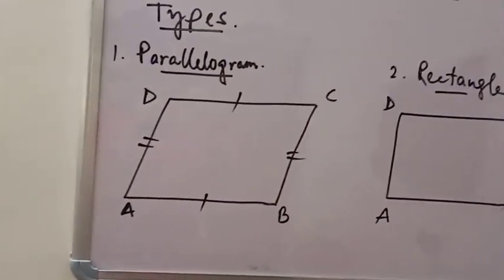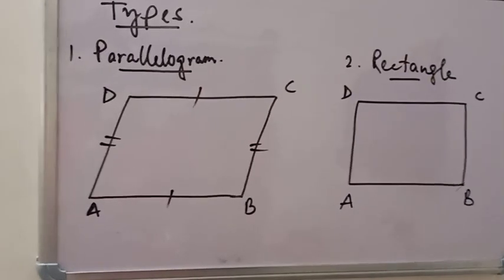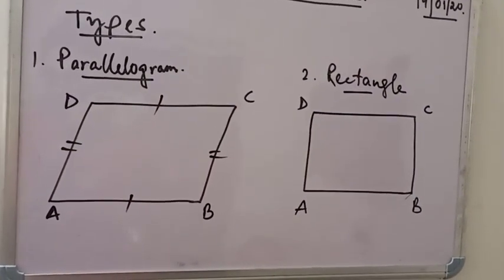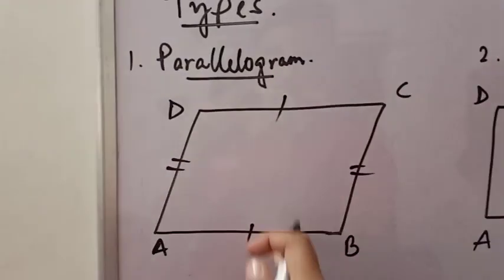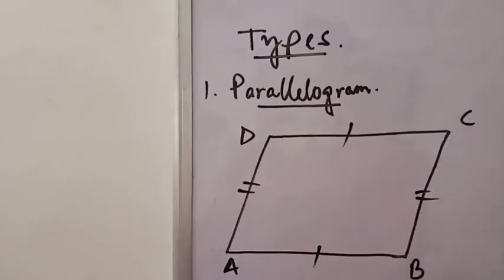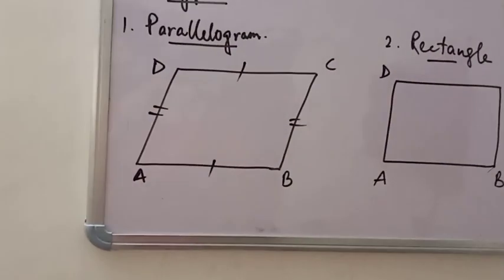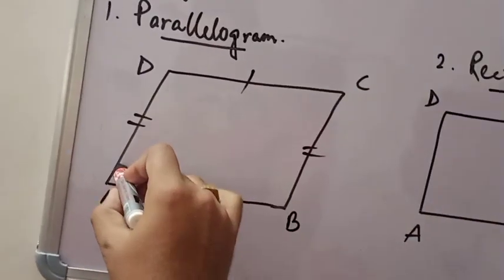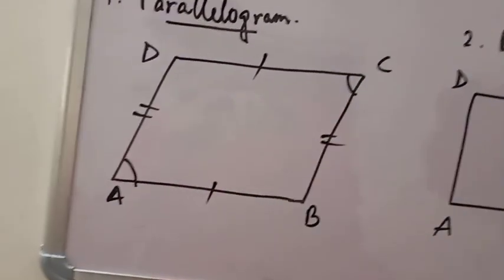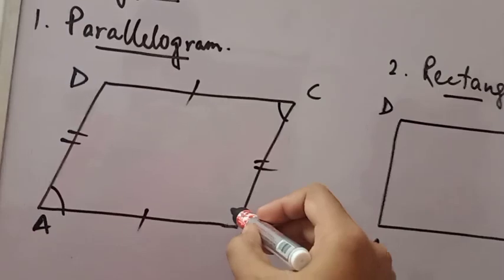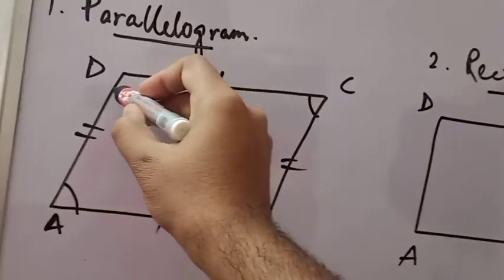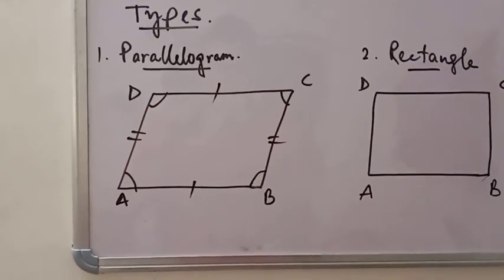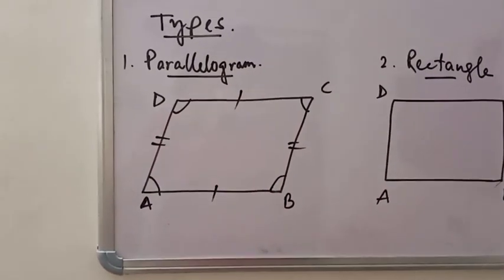Now some properties are there. Property number 1: the opposite sides of a parallelogram are equal in length. That means AB equals CD and BC equals AD. The opposite angles of a parallelogram are equal. That means angle A equals angle C, and angle B equals angle D.